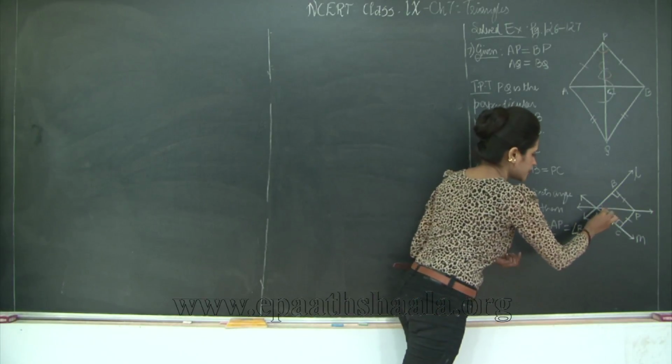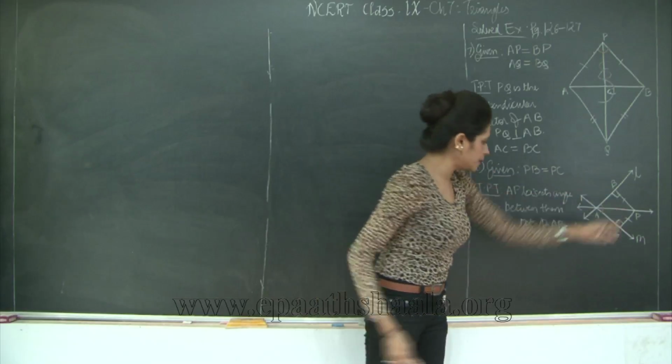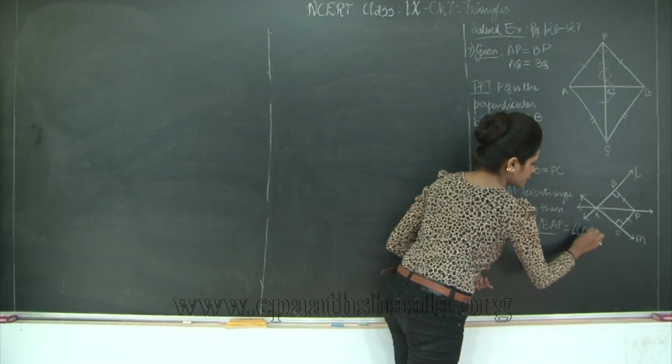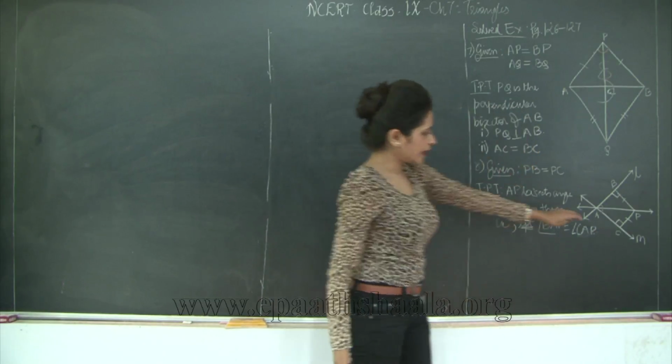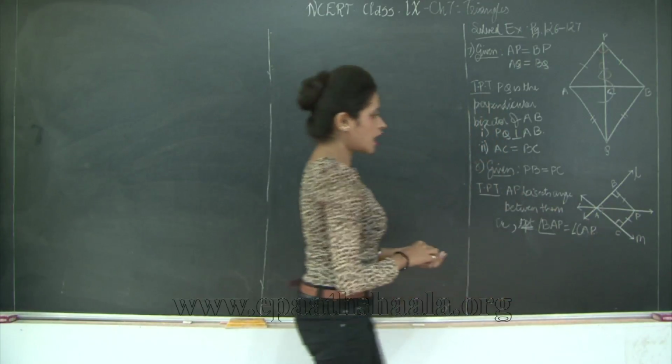I'll mark it with a red colored chalk. That means we need to prove that BAP is equal to CAP. So, BAP is equal to CAP. Correct? So, when it is getting bisected, these two angles should be equal. So, how are we going to prove that?